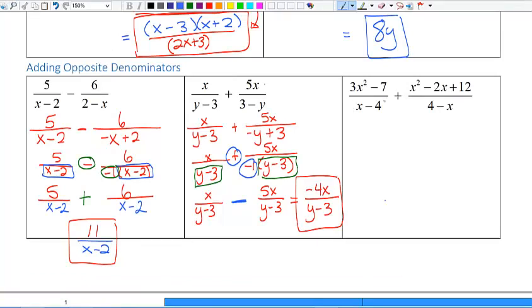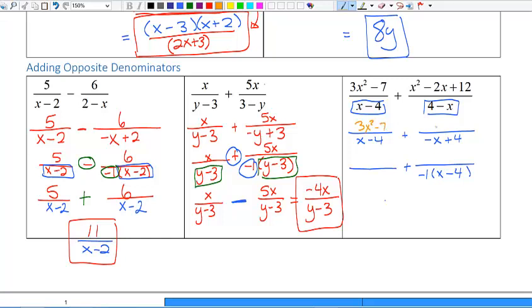Notice that the two denominators, x minus 4 and 4 minus x, again, are similar but not quite the same. To make them exactly the same so that we can add them, we need to rearrange the order of the second denominator so that the variable's in the front and the number's in the back. The next thing you want to do is factor out a negative 1 out of the denominator. Notice that I really didn't do anything with the numerators, so they're just going to come along.